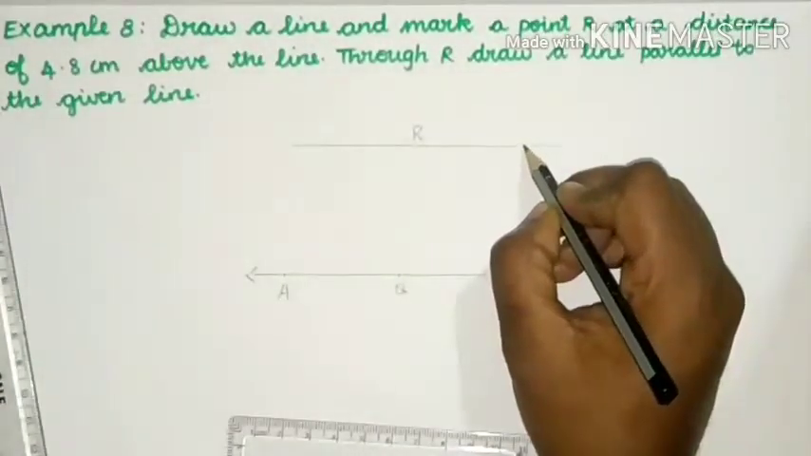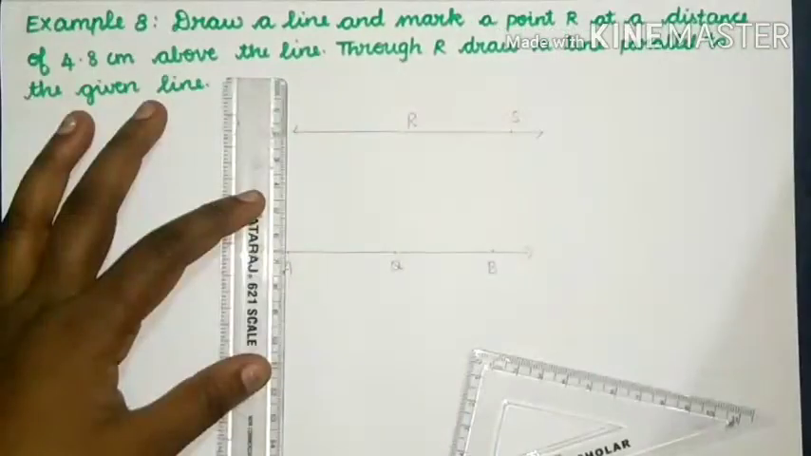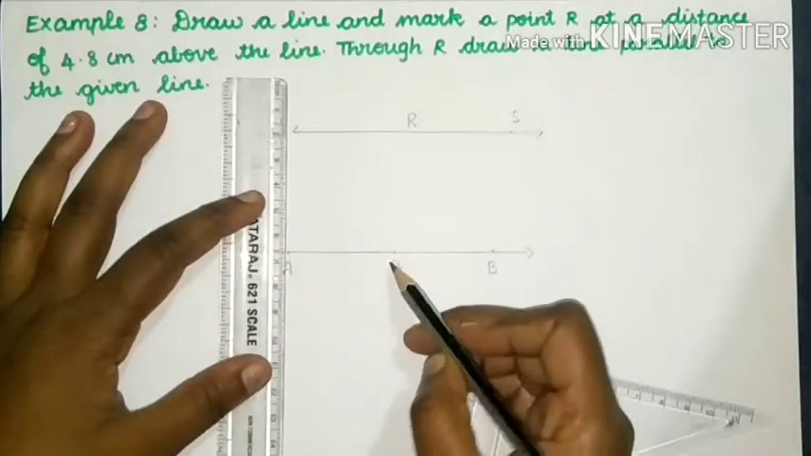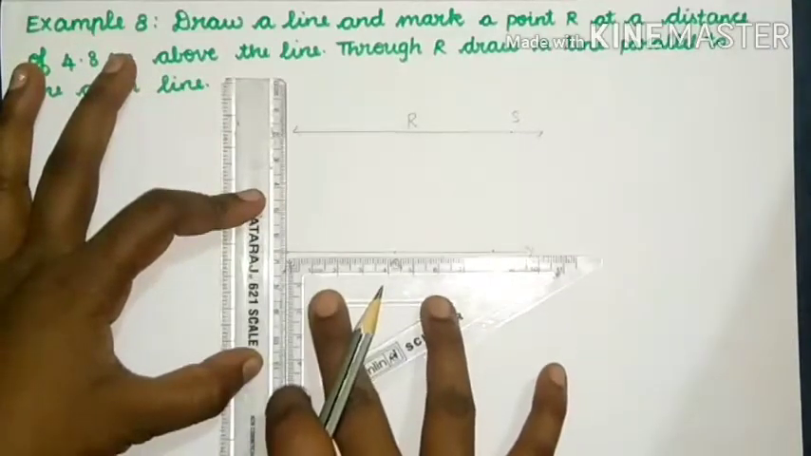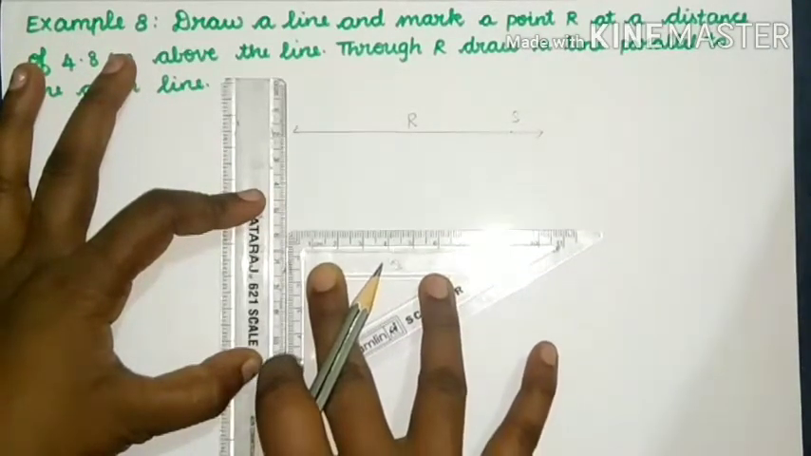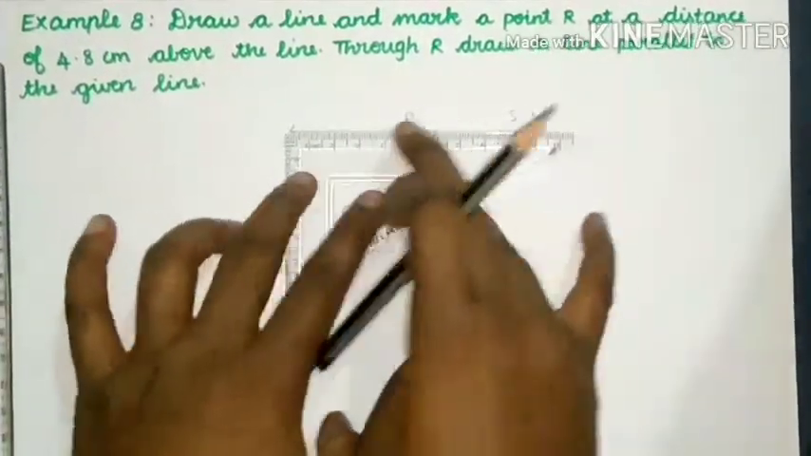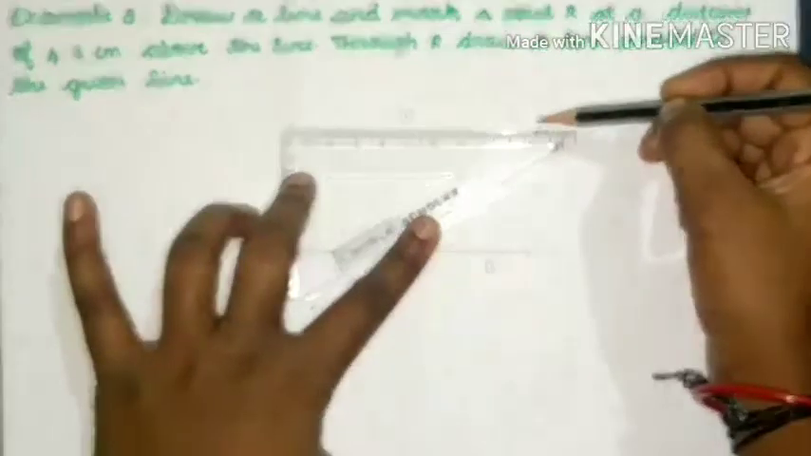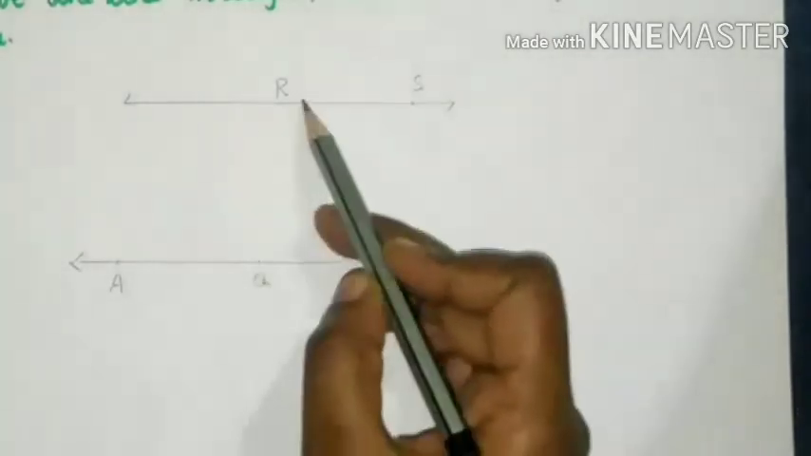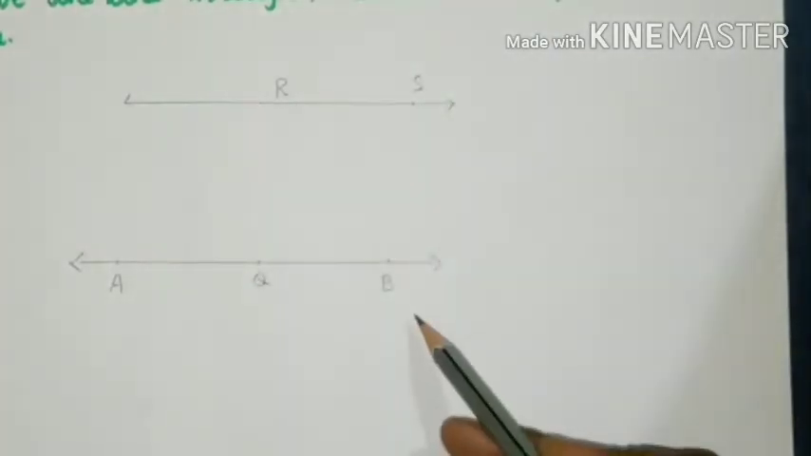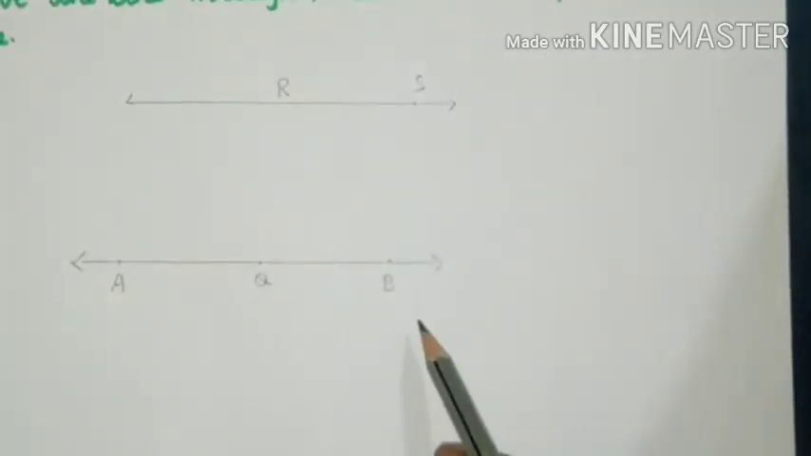Then point S here. Students, is it clear now? After pointing the point Q, you have to hold the ruler like this. Then place the set square at the point A. Then slide the set square until you reach the point R and draw a line RS. See here, the line RS is parallel to AB. Students, is it clear now? RS is parallel to AB.